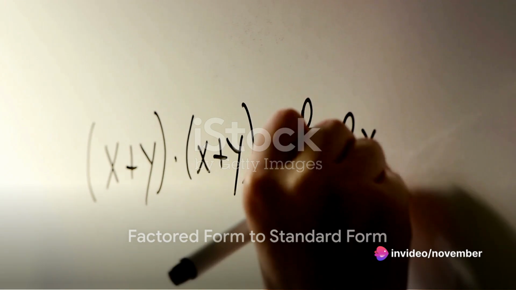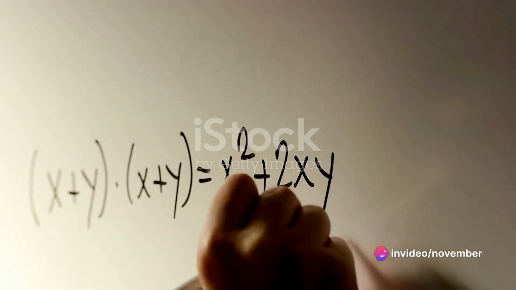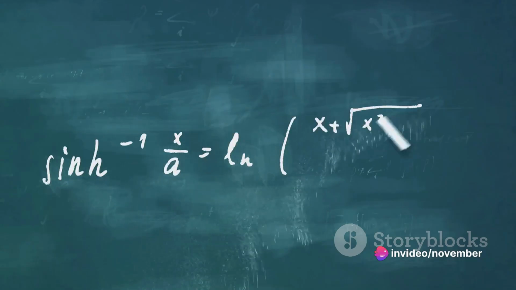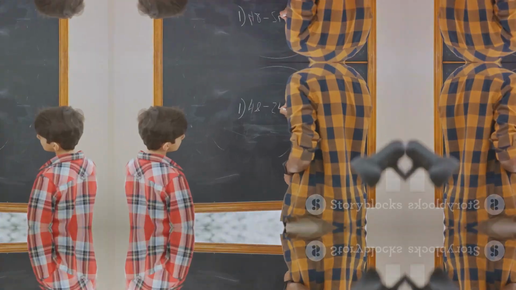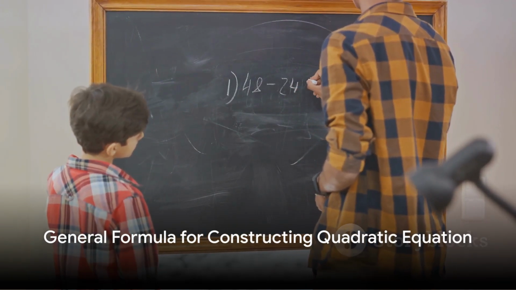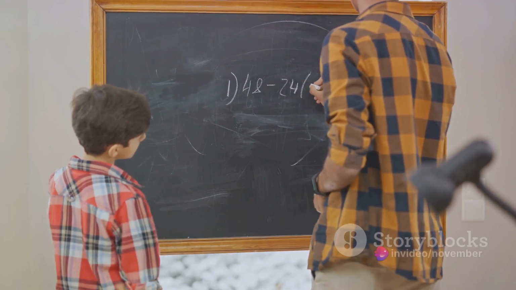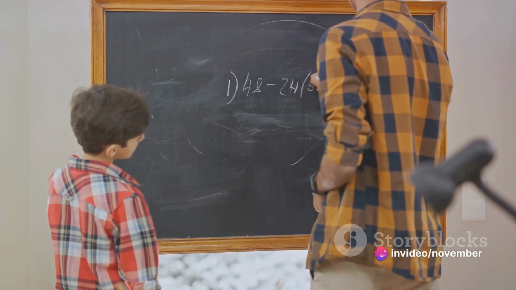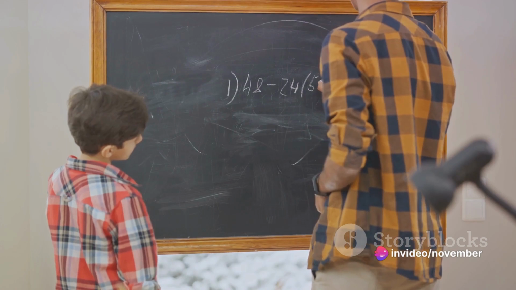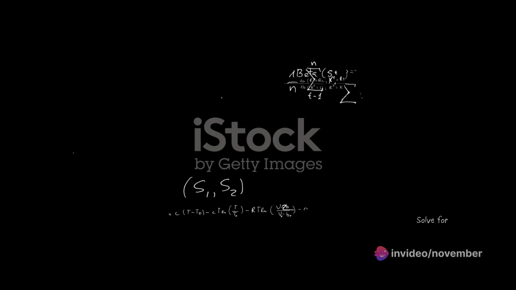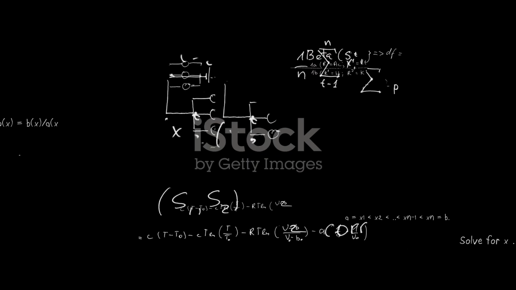Start by writing the quadratic equation in factored form, like this. Then expand this factored form to get the standard form of the quadratic equation, which is. So, in essence, if you know the roots of a quadratic equation, you can construct it using the format where r1 and r2 are the roots. Expanding this will give you the standard form of the quadratic equation.